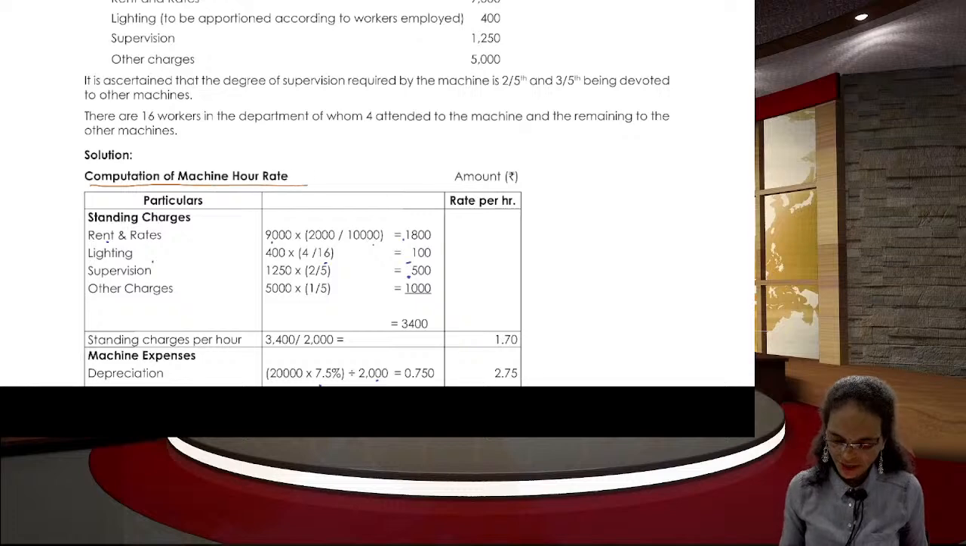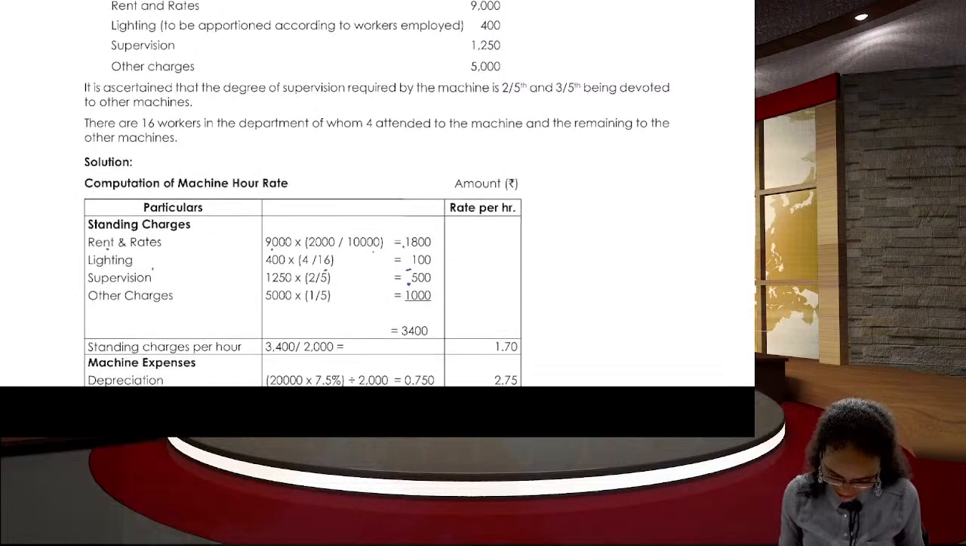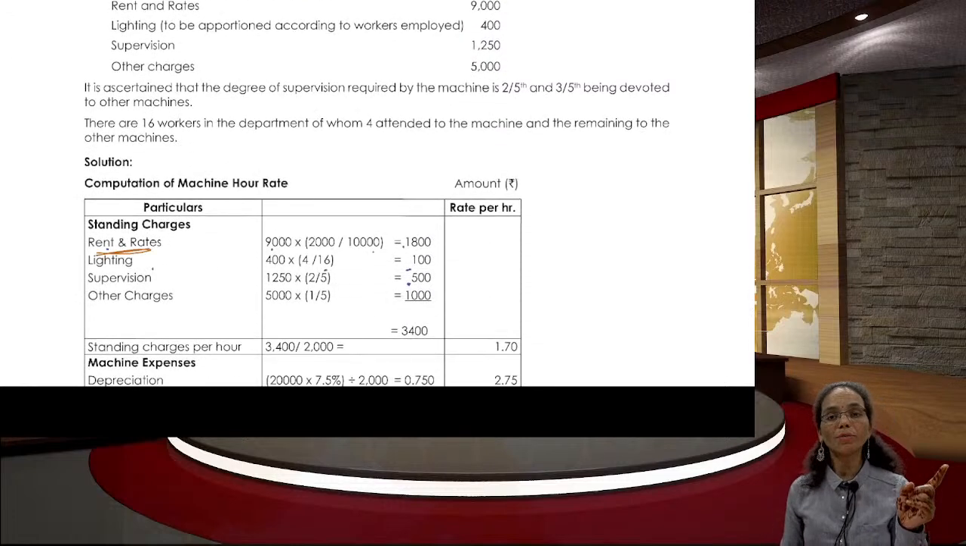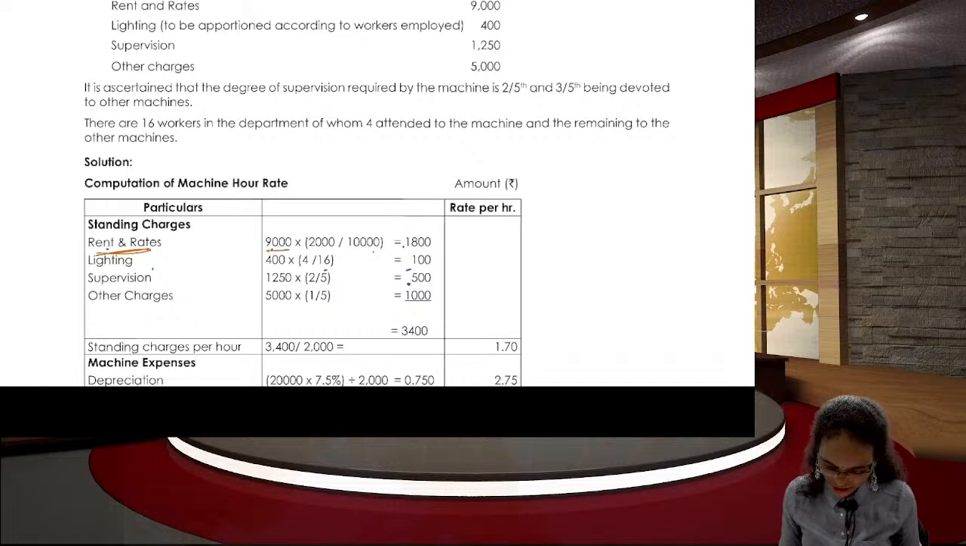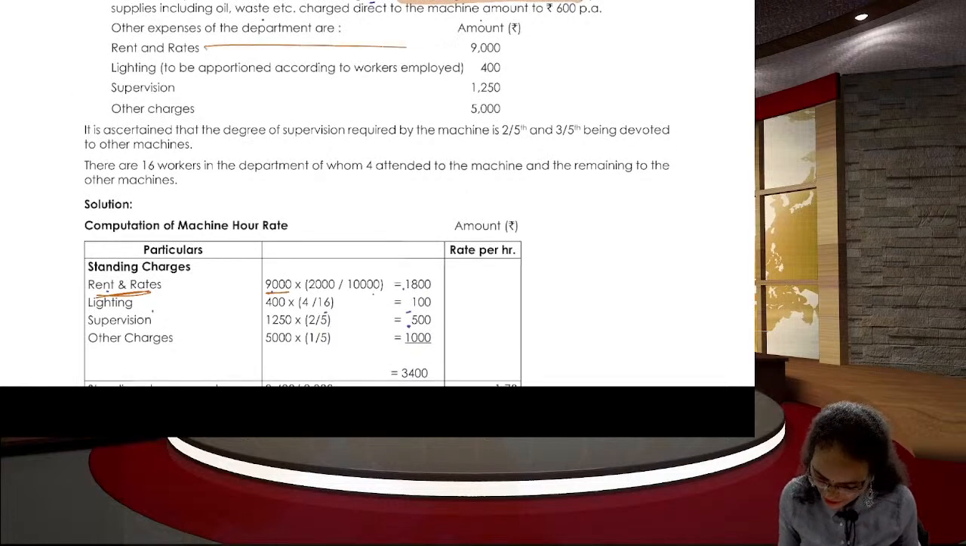See, computation of machine hour rate. Rent, on what basis? I told you, on the basis of floor occupied. Rent is 9,000 rupees.